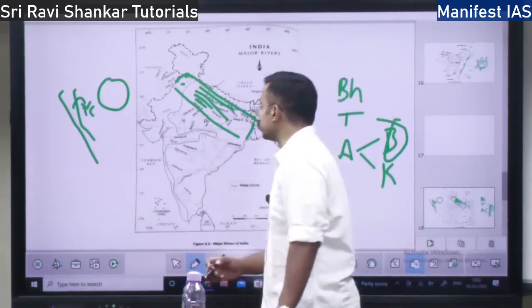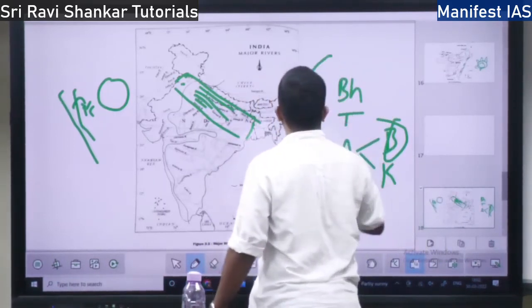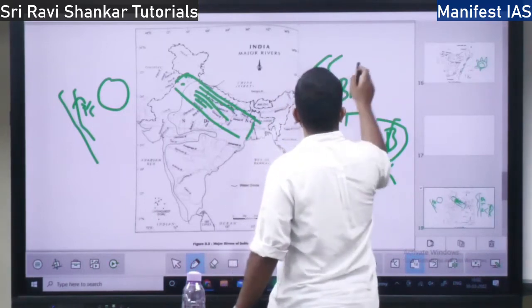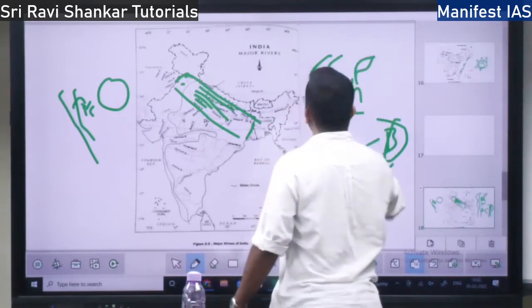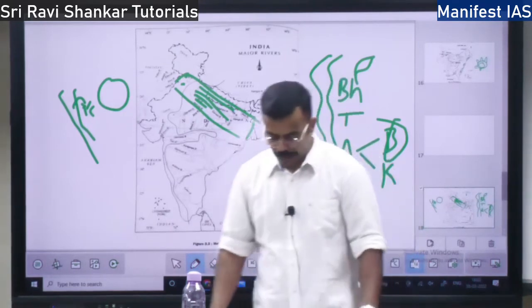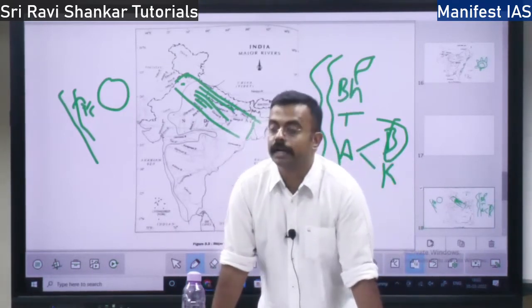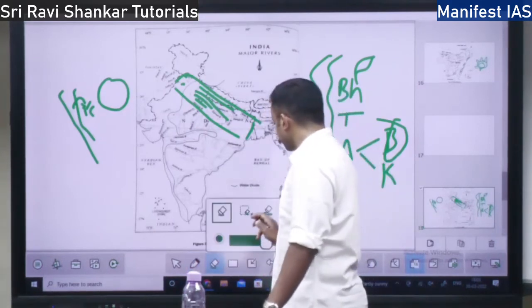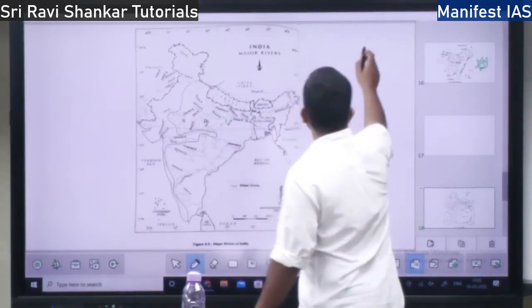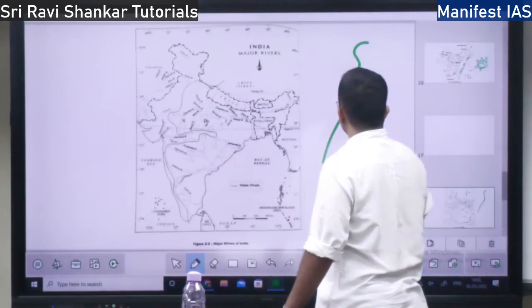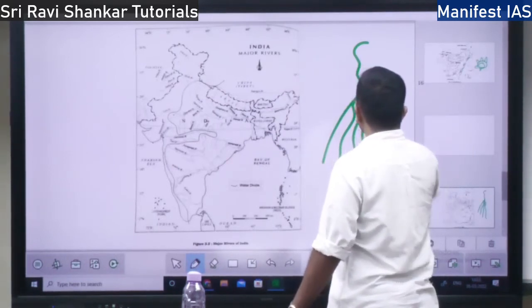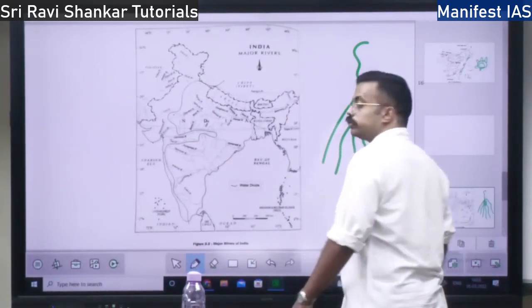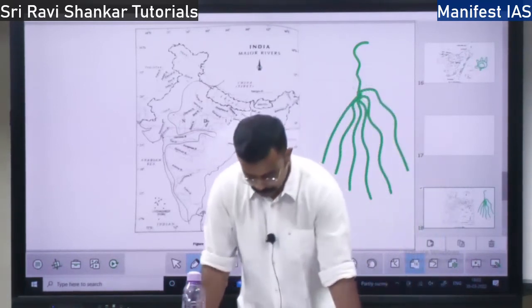I have told you what is an oxbow lake. If there is a meander like this, then some lake is cut off. That is an oxbow lake. Oxbow lakes you will also find. Then you will find braided channels. What are braided channels? If a river is coming like this, it will get distributed like this. This is a braided channel. You will also find braided channels in this region.